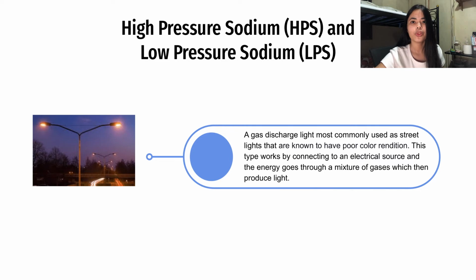These are commonly used as street lights that emit yellow to orangish color. This type produces light when a particular pressure is reached. As the name itself suggests, higher pressure for HPS and lower pressure for LPS are required.